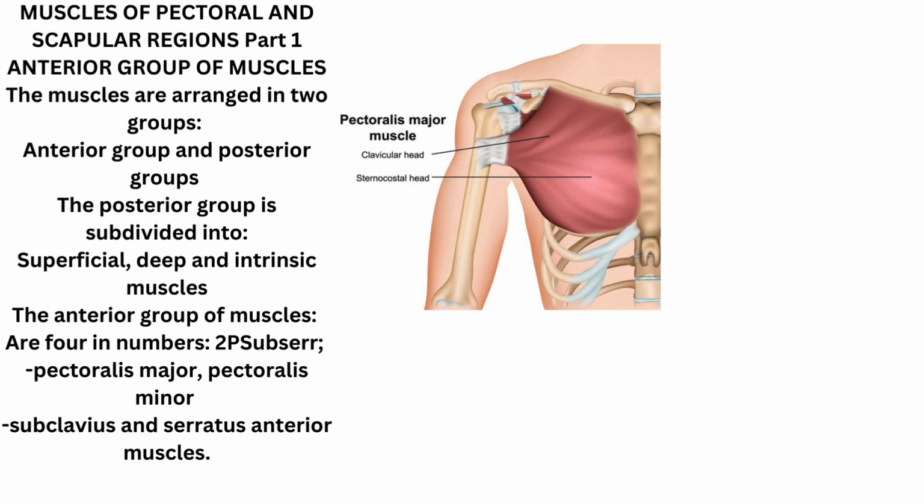In this video series, the muscles of the pectoral and scapular regions will be reviewed. The muscles are arranged in two groups, the anterior group and the posterior group. The posterior group is further subdivided into superficial, deep, and intrinsic muscles. The muscles of the anterior group are 4 in number. These are pectoralis major, pectoralis minor, subclavius, and serratus anterior muscles.